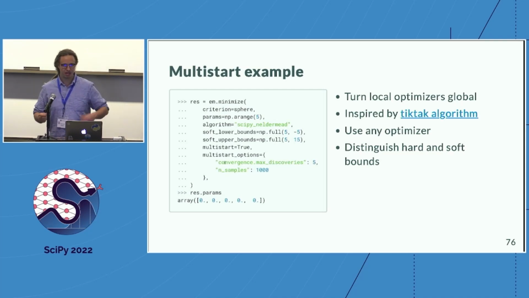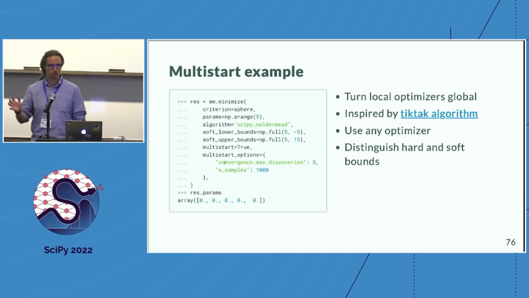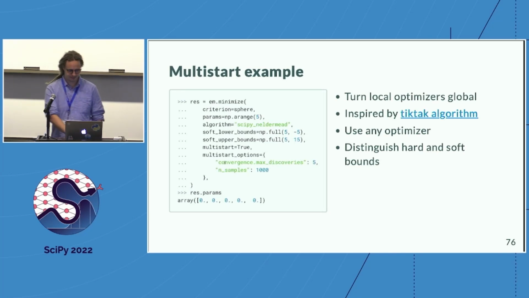So it's basically which sampling method you use, pure random sampling or some low discrepancy sequence, which distribution you want, after how many rediscoveries you want to converge, and stuff like that. And of course, in this simple example, each of the local optimizations finds the global optimum.